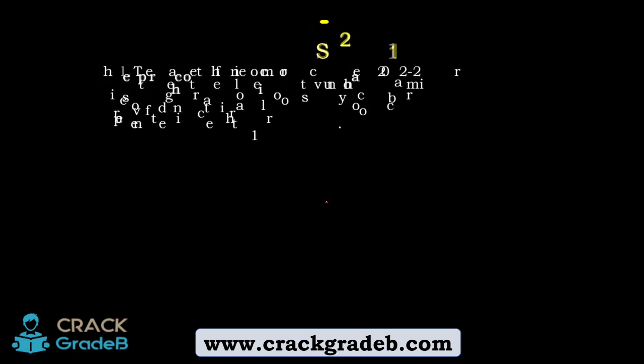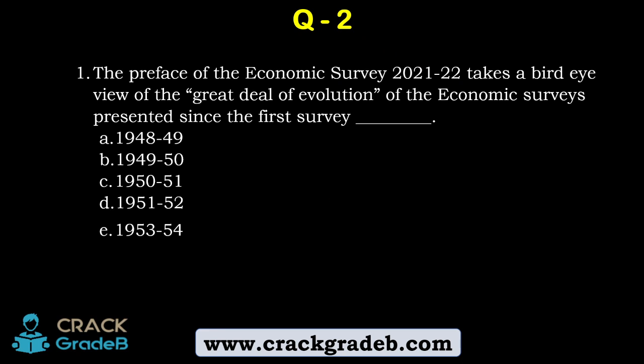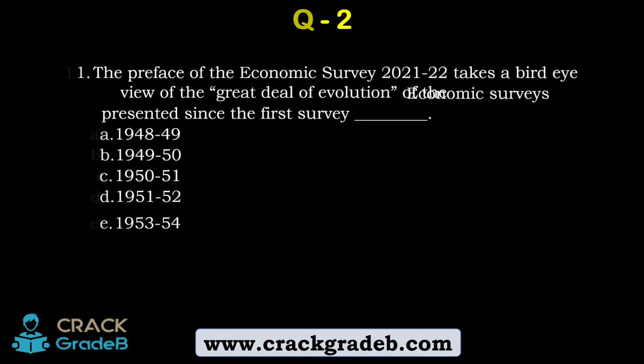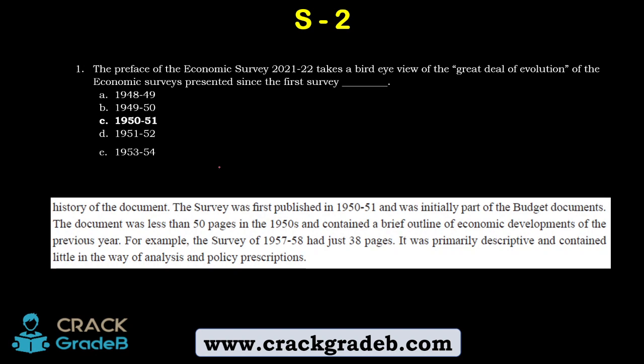Let's move to the next question. Question number 2. The preface of the Economic Survey 2021-22 takes a bird's eye view of the great deal of evolution of the Economic Survey presented since the first survey. So when did the first survey come? Financial year 48-49, 49-50, 50-51, 52 or 54? Which one? Pause the video and try to figure out the answer. Let's see. The answer is financial year 50-51.